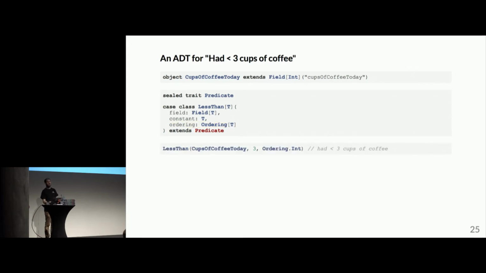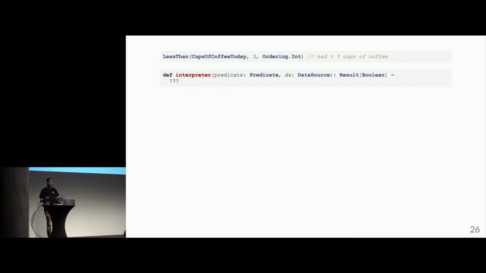When it comes to constructing an instance of a predicate, it's very simple. It looks like this. We instantiate a less than on our number of coffees today field with a constant of the same type of the field, which is an int number 3, and an ordering of int, which also aligns with the field type. But notice here, this is purely an expression. It has no method. It has no opinion about how it should be interpreted. That's a completely separate concern. For that, we build an interpreter.